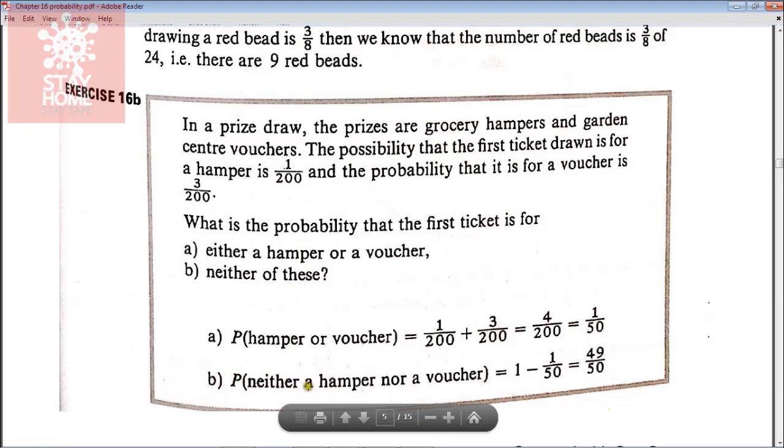Now, neither a hamper nor a voucher. As you know, the sum of all the probabilities is 1. So subtract this 1 over 50 from 1. So 49 over 50 will be neither a hamper nor a voucher. That will be the probability.